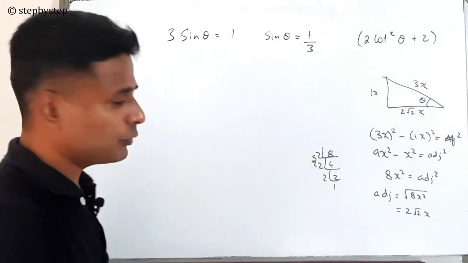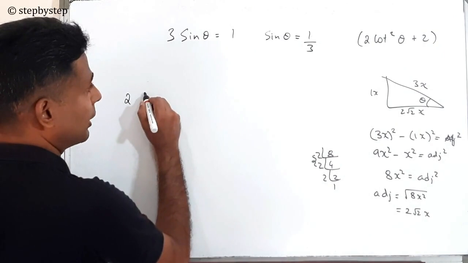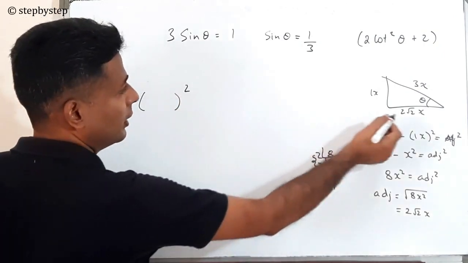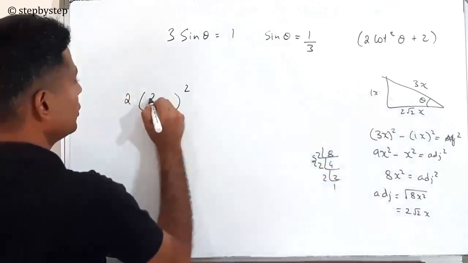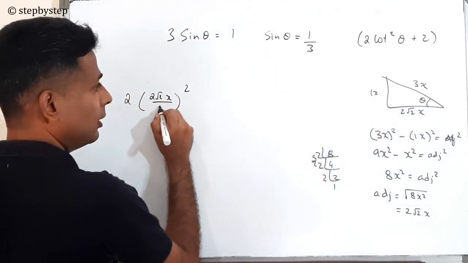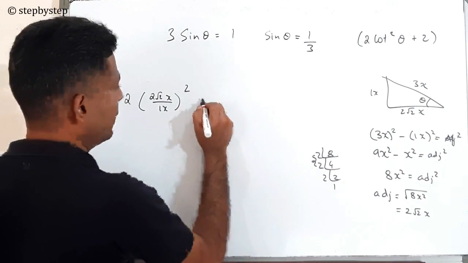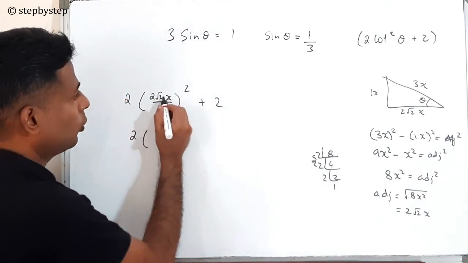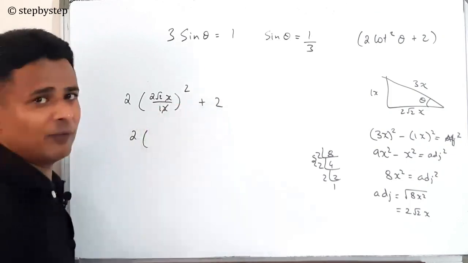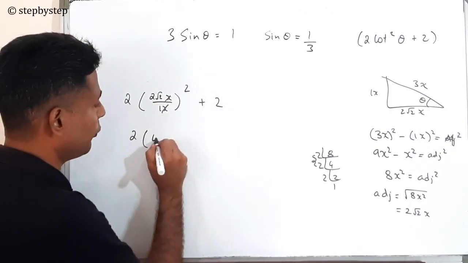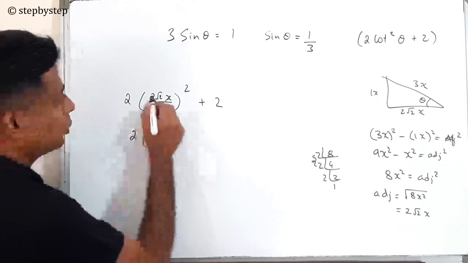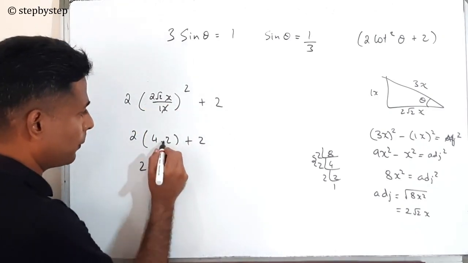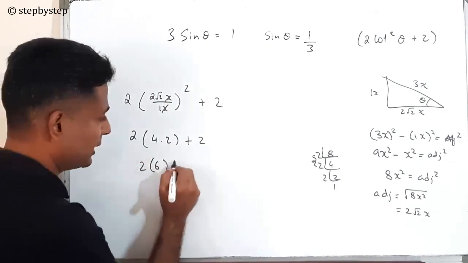Now we have to just find this. So it's direct substitution. 2 into cot square theta is nothing but cot theta whole square. Cot theta is adjacent by opposite. So 2 root 2x by 1x whole square plus 2. X and x cancels. Now we have 2 into 2 root 2 by 1 whole square. 2 root 2 by 1 is 2 root 2. 2 root 2 whole square, 4 into 2. 2 square 4 into root 2 square 2 plus 2. So we get 4 plus 2, 6. So 2 into 6 plus 2.